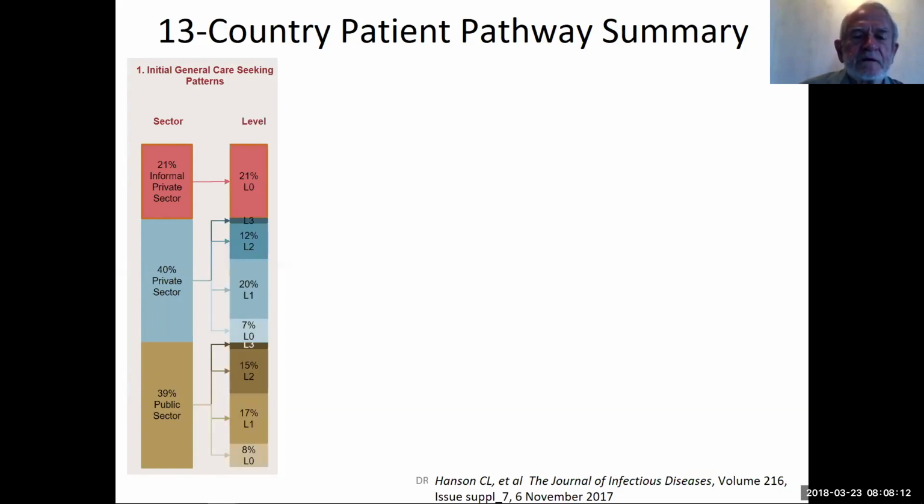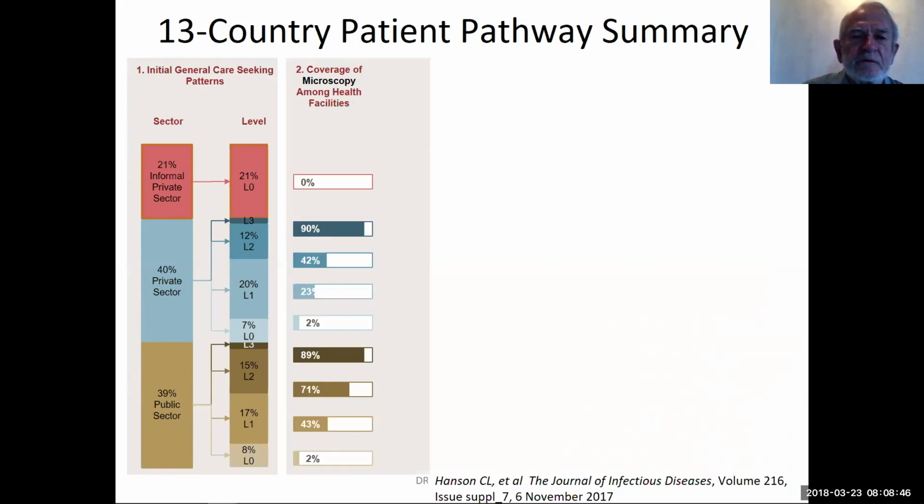She then divided these into different levels of availability of services, level 0, 1, 2, and 3. And as you might imagine, level 3 has the highest level of services. This was seen both in the public sector and the private sector. The informal private sector was all level 0. So this is where patients go when they are sick, when there's something wrong and they're seeking care.